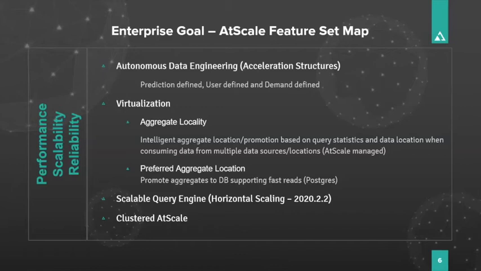It may be evolving, and you are abstracting the changes with these two key features. The other feature which allows for scalability and performance is the scalable query engine. The latest release of AtScale, which is 2020.2.2, allows you to have up to 5 scalable query engines. So you can achieve horizontal scaling and better serve your client queries, right?